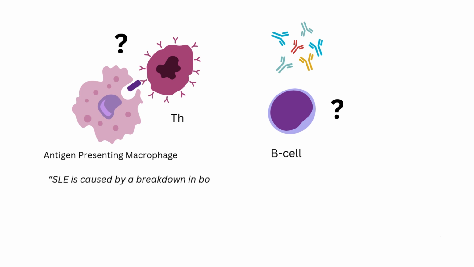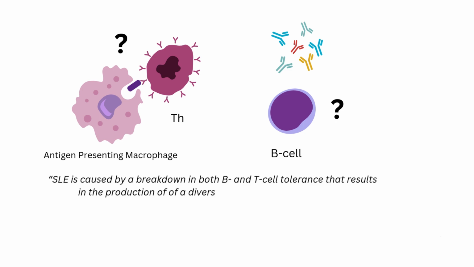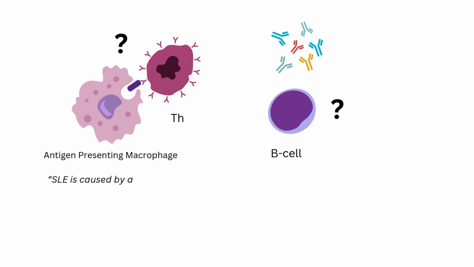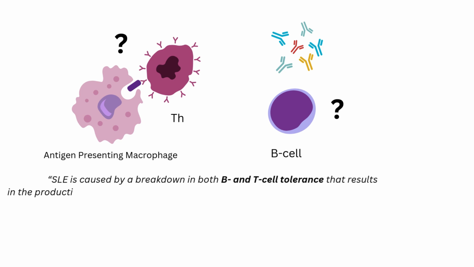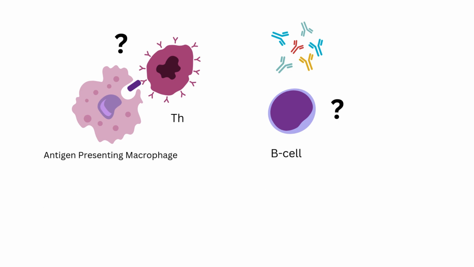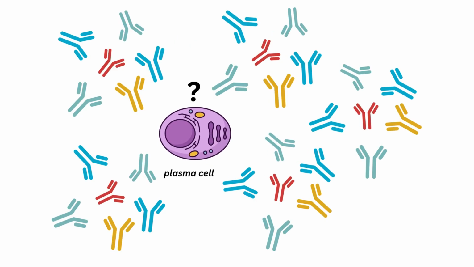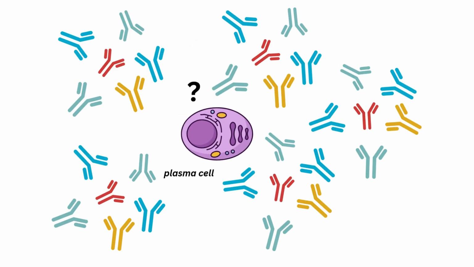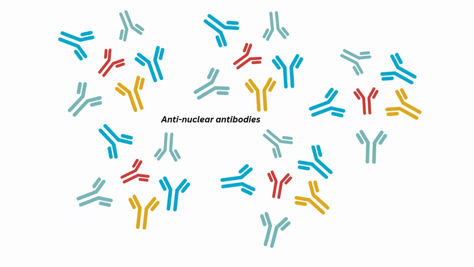SLE is thought to be caused by a breakdown in both B and T cell tolerance that results in the production of a diverse collection of IgG antibodies, which recognize a wide range of self antigens, including DNA protein complexes and RNA protein complexes. B cells and plasma cells are activated to make these autoantibodies.